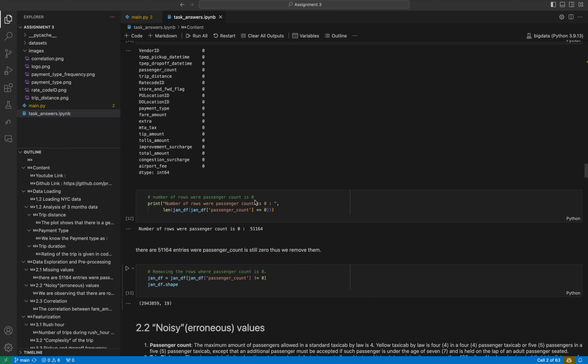So when I looked for passenger count equal to 0, I found that there are 51,000 entries with passenger count 0.